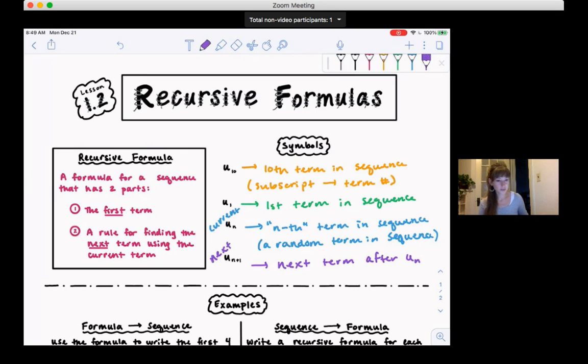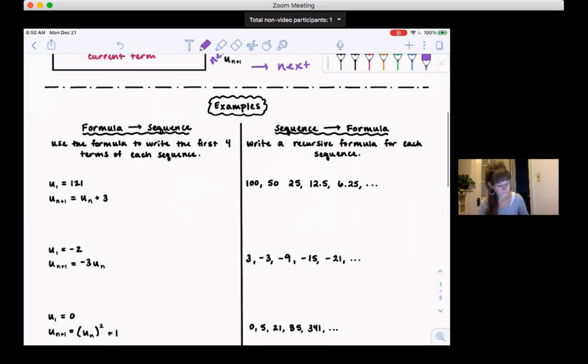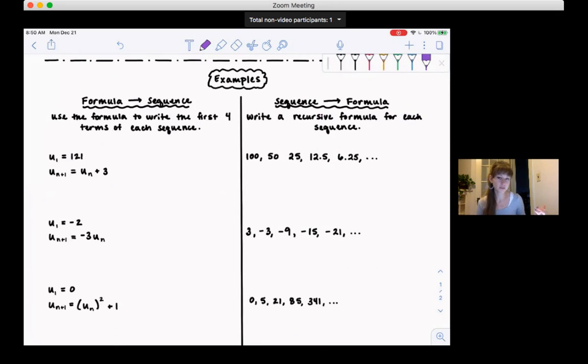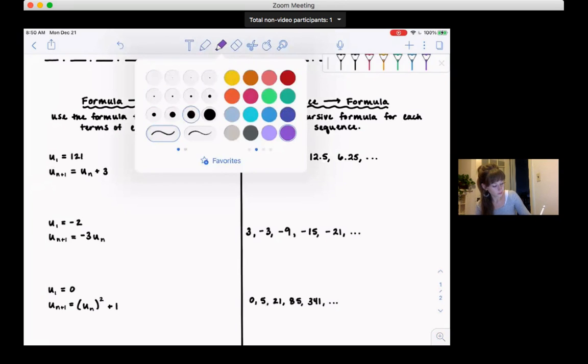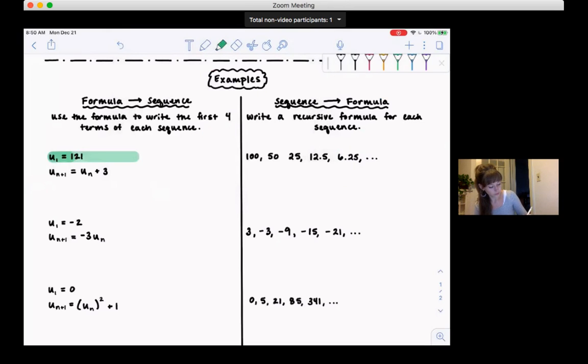Okay, so let's see some examples of working with recursive formulas. First thing I want you guys to be able to do is go from a formula to a sequence. So if you're given the formula, can you write the first 4 terms of each sequence? So if we're given u1 equals 121, we know that this is the first term, right? U sub 1 is the first term. So our sequence starts at 121. And then we want to fill in the next 3 terms, right? So that's where our rule is going to come in.